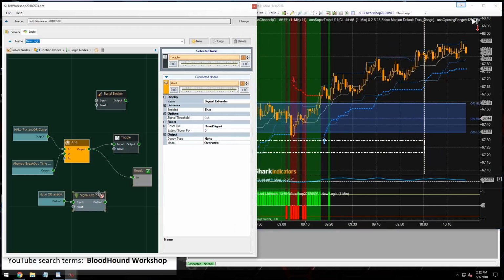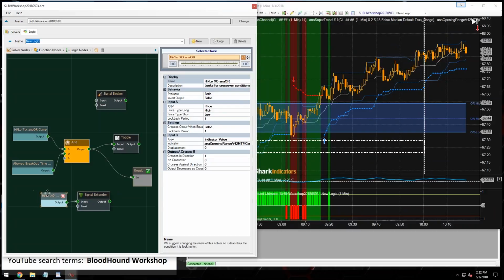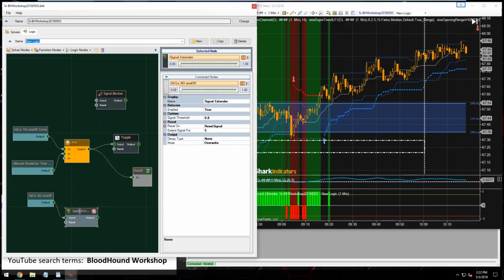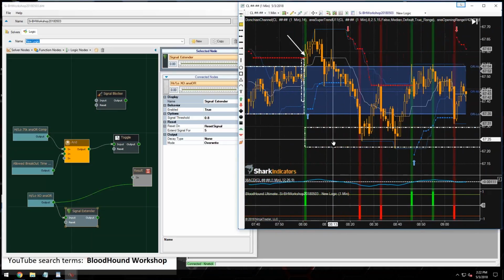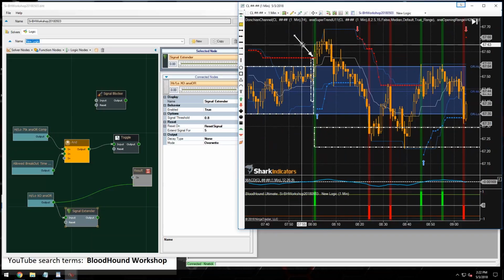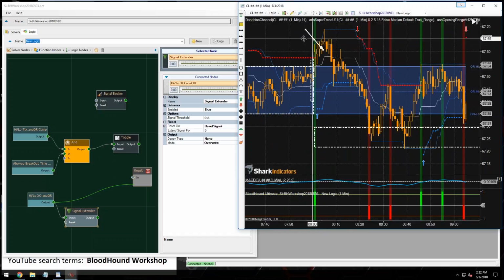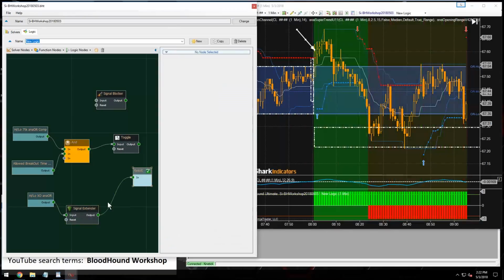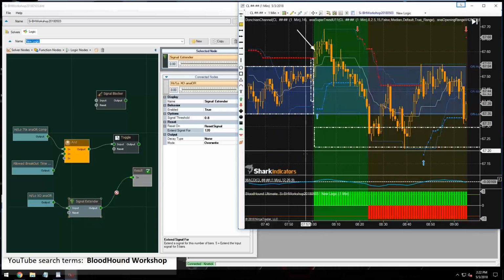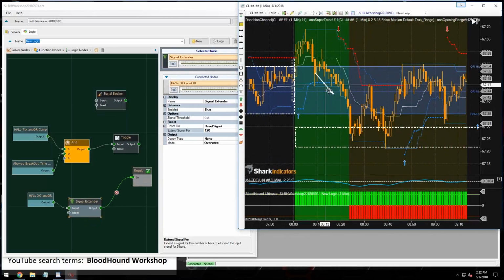Right, so again, this signal extender. So what am I doing? I'm detecting the breakout. Right, so I am taking this breakout. So when the first breakout happens, I'm holding on to it and saying, okay, the breakout happened, and extending it forward in time. So I need to extend it forward for 120 bars. And there we go.